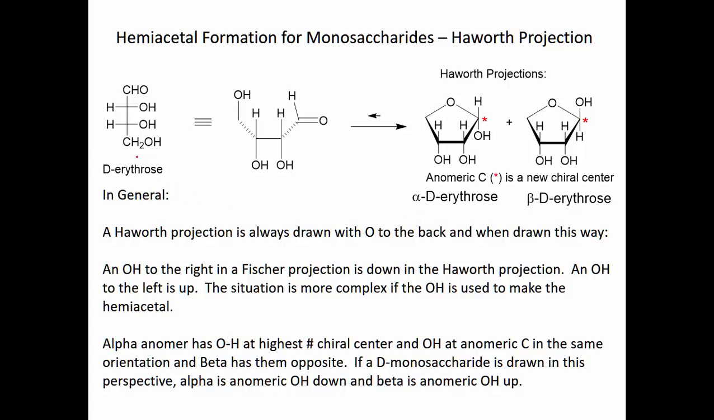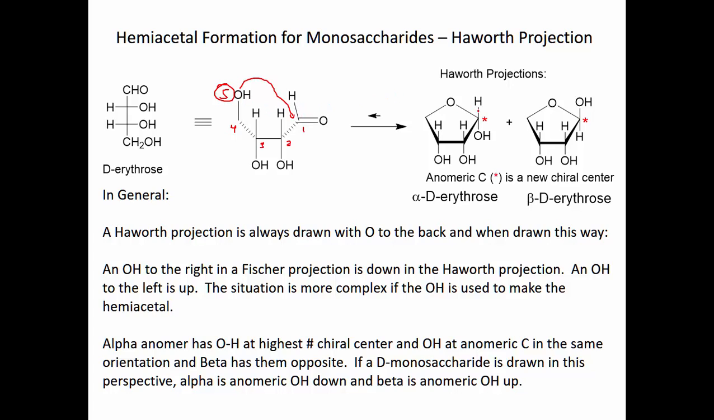Okay, so we'll just use D-erythrose as an example here. All right, we're going to make a hemiacetal between that oxygen and the carbonyl group. Recognize that that oxygen makes the 5th member of the ring, so this is going to be a 5-membered ring hemiacetal.